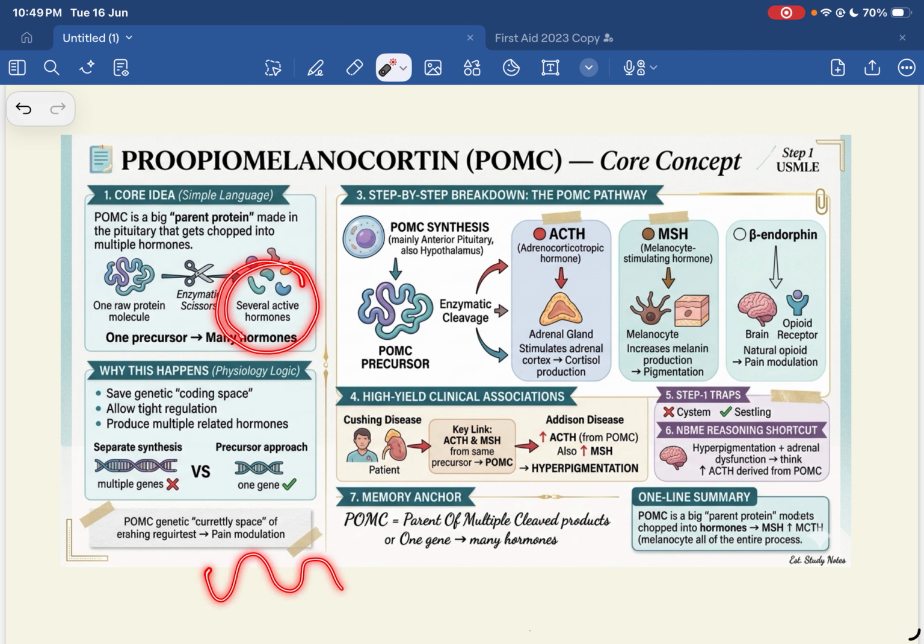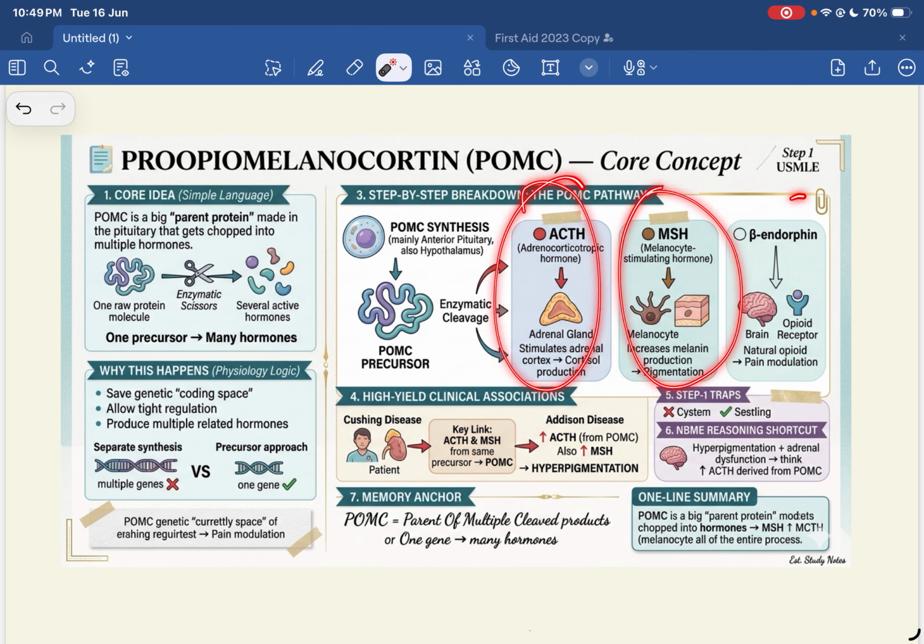Rather than having multiple genes for different proteins, for pro-opiomelanocortin specifically, there's only going to be one gene for several hormones or proteins. What are these hormones and proteins? The main three ones are ACTH, melanocyte stimulating hormone, and beta endorphins.